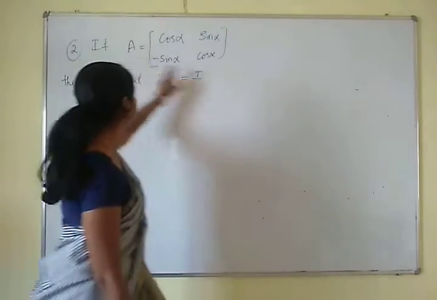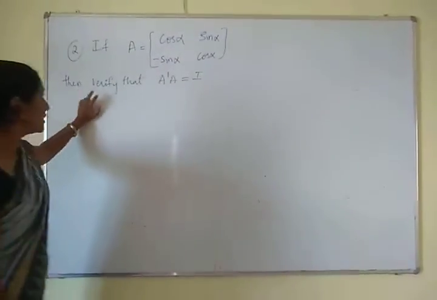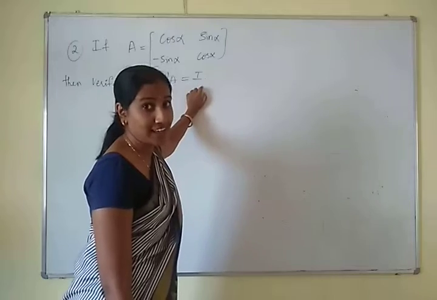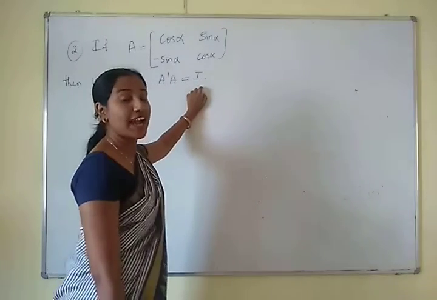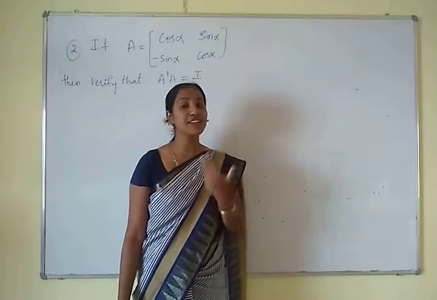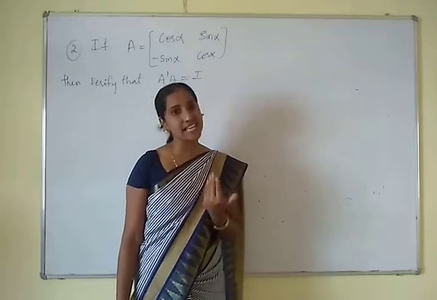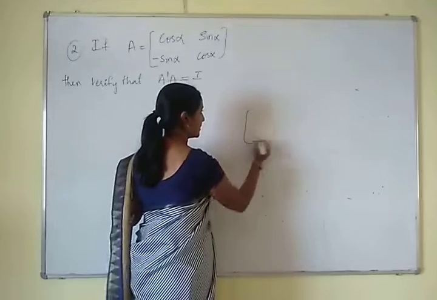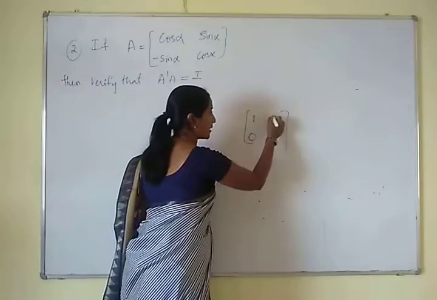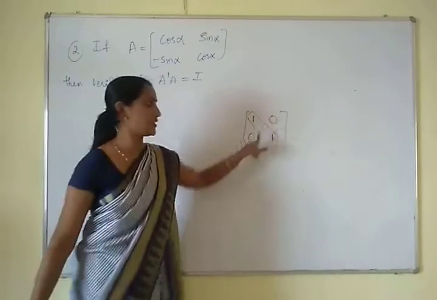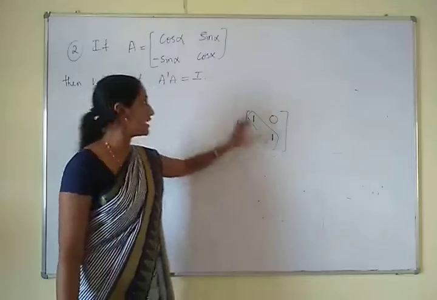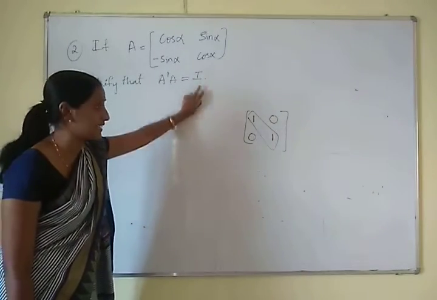So what have they given? They have given a matrix A, right? We have to verify that A dash into A gives us I. I stands for the identity matrix. So what do you mean by identity matrix? An identity matrix is a square matrix in which the principal diagonal elements are equal to 1. See here? The principal diagonal elements should be equal to 1 and the rest of the elements should all be equal to 0. That is what I stands for. That is what an identity matrix is.